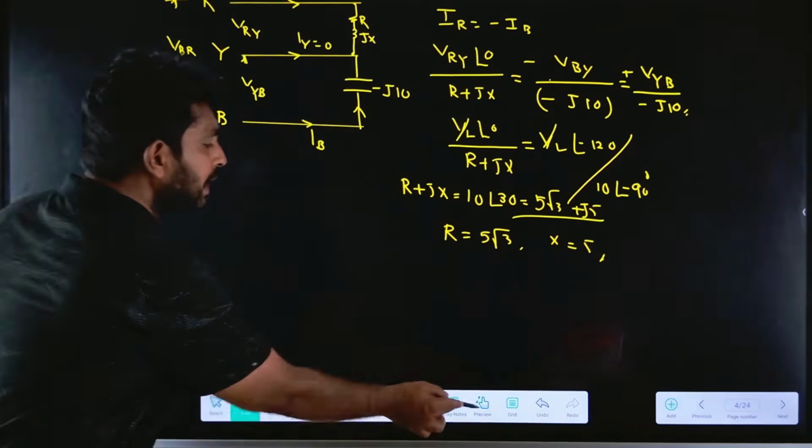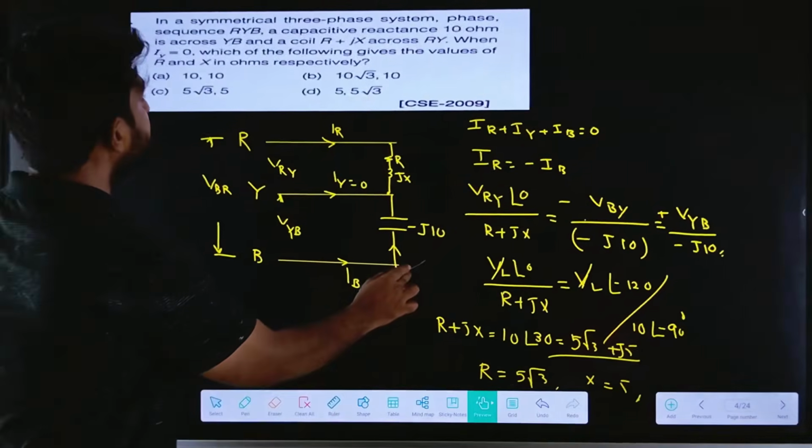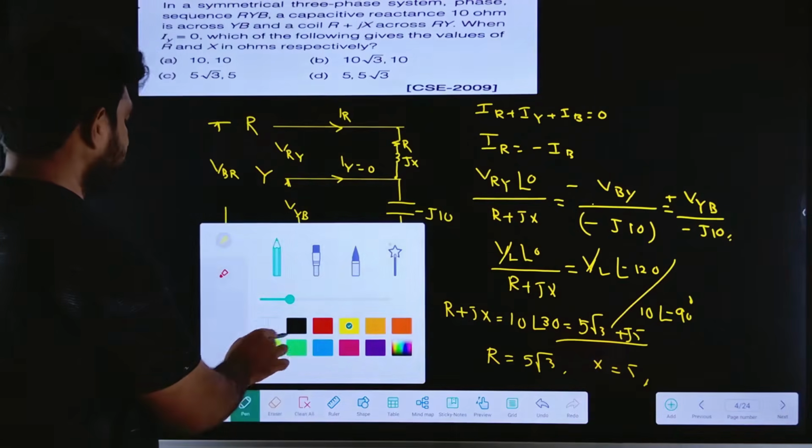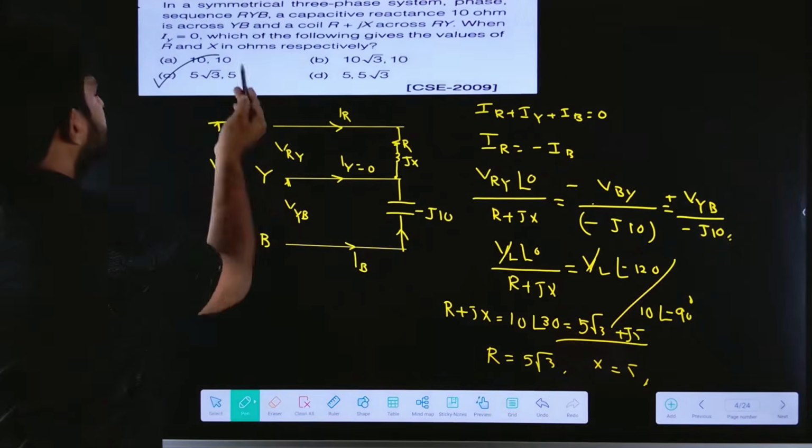So now let us see the answer. Option C is the right option. So now let us solve the next question.